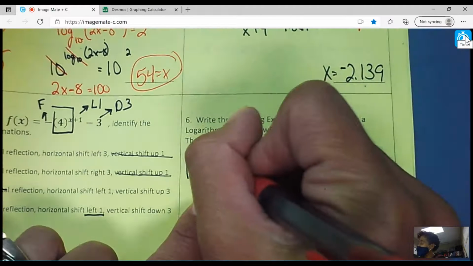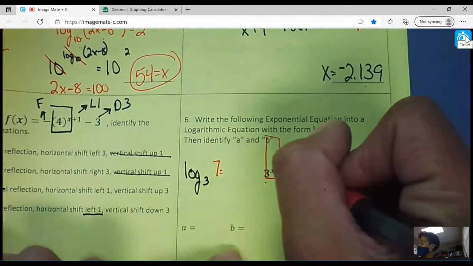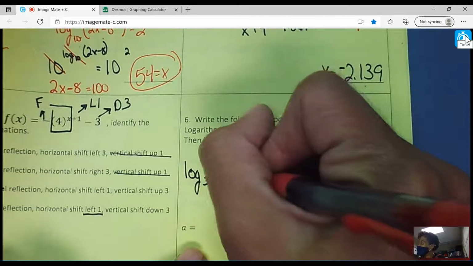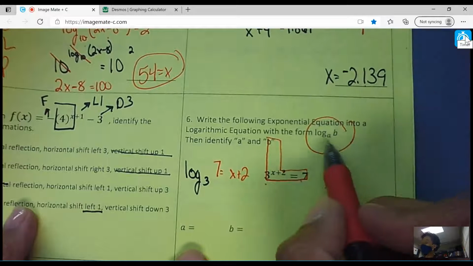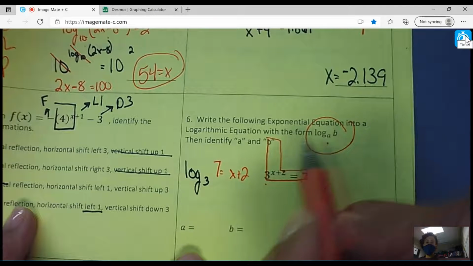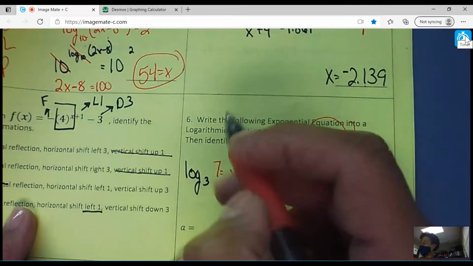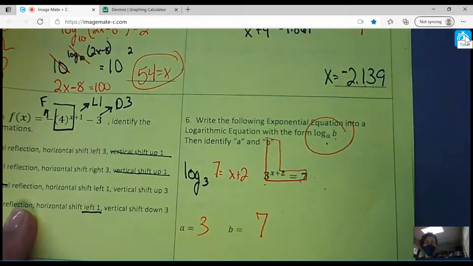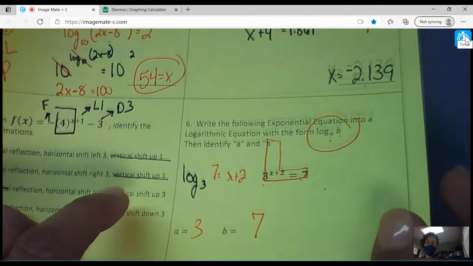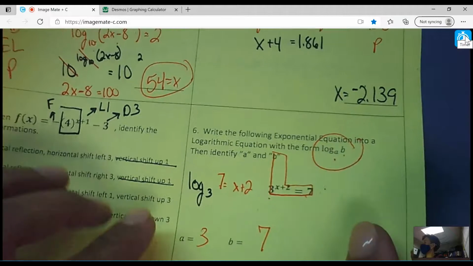So I'll put the 7. And then I'll jump back, and I'll put the x plus 2. And so now from here, I have to identify what the A part is. So A is that little sub number 3. And B is the argument, so I'll put a 7. Okay, so the x plus 2 isn't any part of the answer, and you don't need to solve.